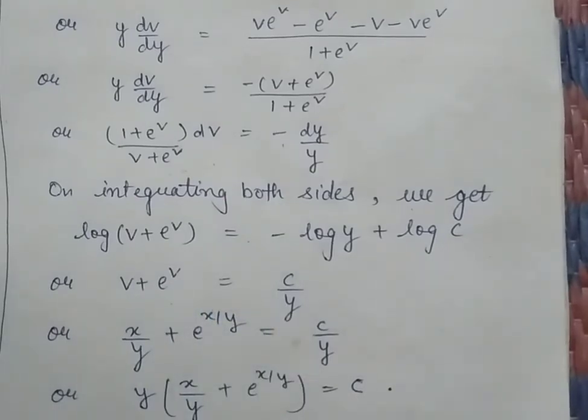In place of v, I again write x by y. So this is x by y plus e raised to the power x by y equal to c by y, or we multiply y on the left hand side and this becomes y into (x by y plus e raised to the power x by y) equal to c. So this is the general solution of the given homogeneous differential equation.